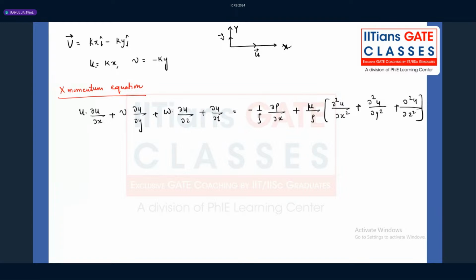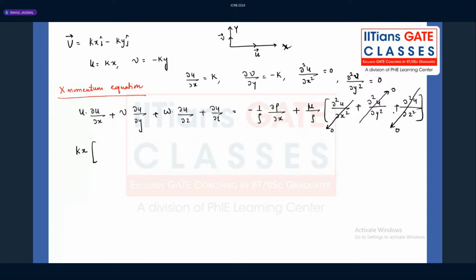Now, u is kx. What is dou u by dou x? It's k. And dou v by dou y is minus k. Dou square u by dou x square is 0. Dou square u by dou y square is also 0, and this is also 0, because the flow is 2D, so nothing varies in the third direction, the z direction. W is not there, so this will be 0. It's a steady flow here.